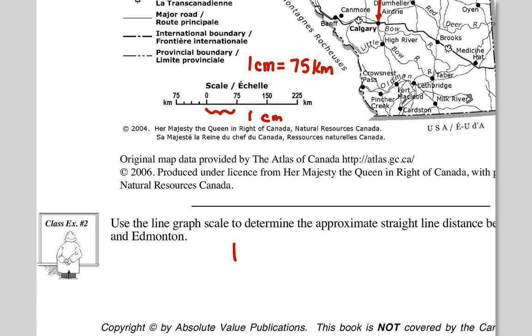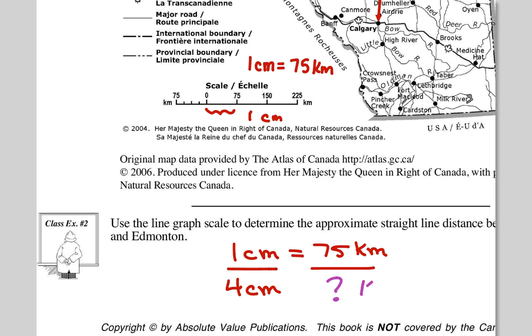Now, if the scale says 1 centimeter is equivalent to 75 kilometers, then the measurement that we took of 4 centimeters, Trinity, is equivalent to how many kilometers? That's how I think of it. If 1 centimeter is equivalent to 75 kilometers, then 4 centimeters is equivalent to blank kilometers. And then this is just cross multiplication. We times these two and divide across the unknown.